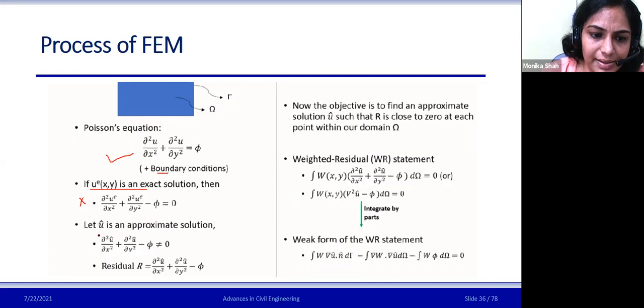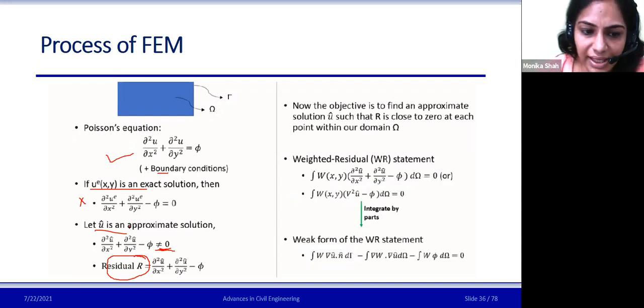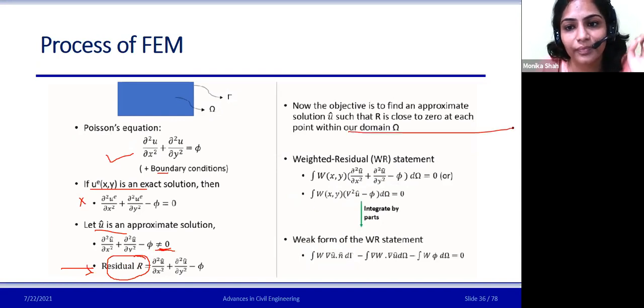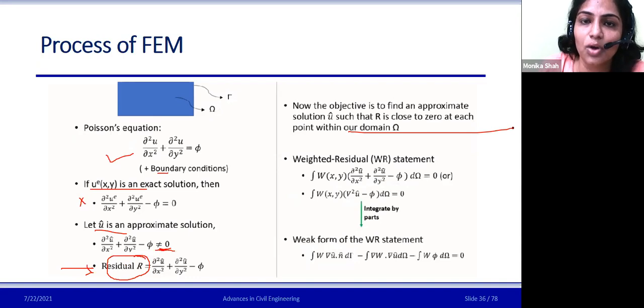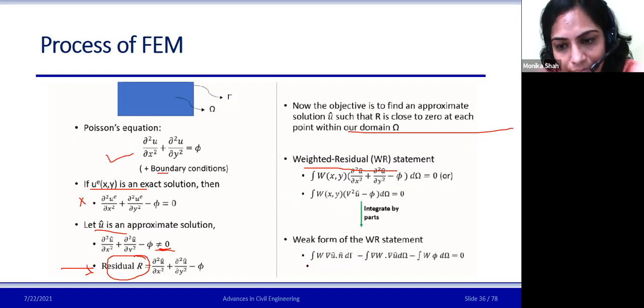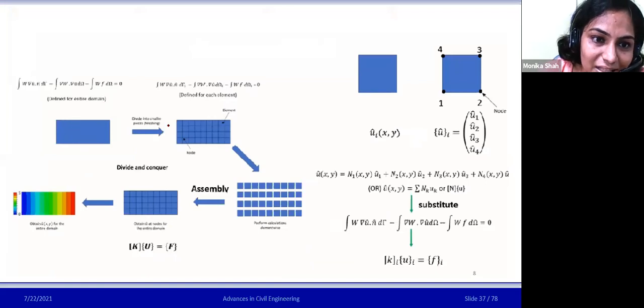Suppose I'm assuming that this is my approximate solution, then there is some error in it. This is not going to be zero. If I have to solve this equation, my aim is that the error should be minimized. If the error tends to zero, then I can easily solve the equation for the different conditions. So generally people apply the weighted residual method, where we integrate by parts and make the equation in the weak form. And the weak form equation gets solved at each and every element.